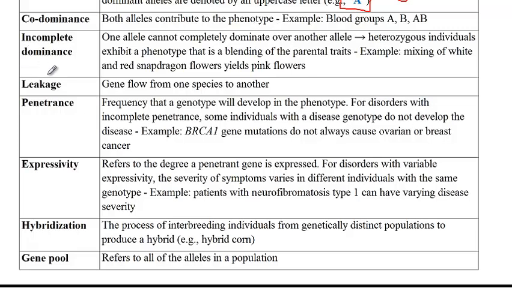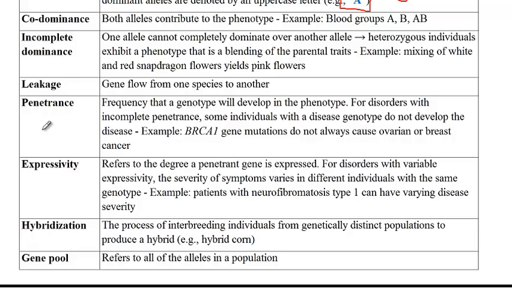On the other hand, we can have incomplete dominance, where neither one of the alleles can take over the other one. And so consequently, the heterozygous individual will exhibit a phenotype that is in between the 2 parental traits. Like for instance, if you cross a white snapdragon flower with a red one, this cross would yield pink flowers, and that would be an example of incomplete dominance. Leakage refers to gene flow from one species to another. Penetrance is the percentage of individuals with a genotype who will express the related phenotype.